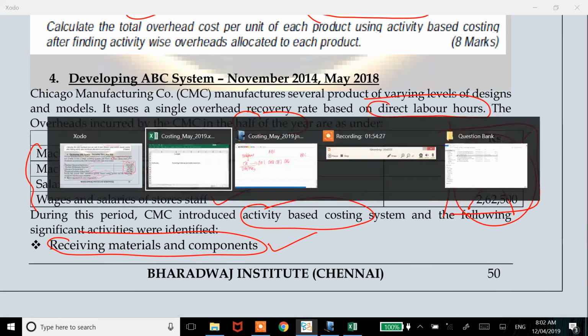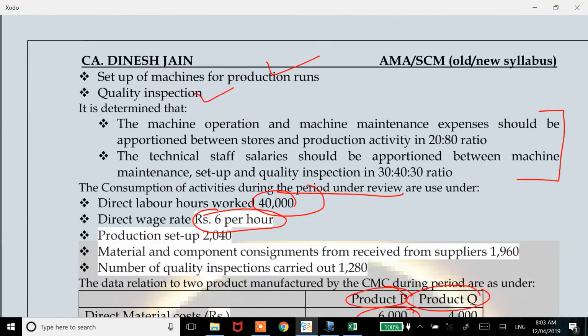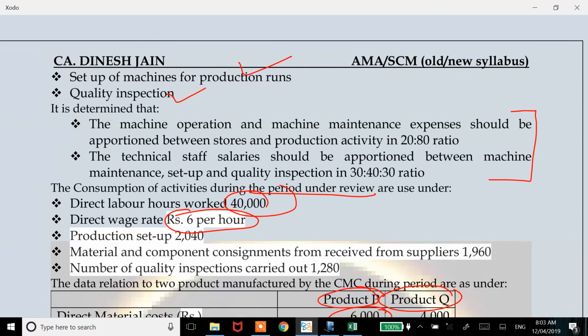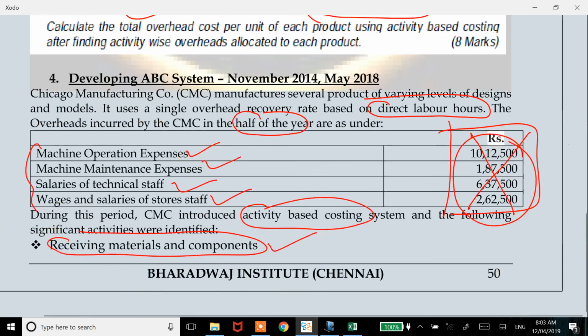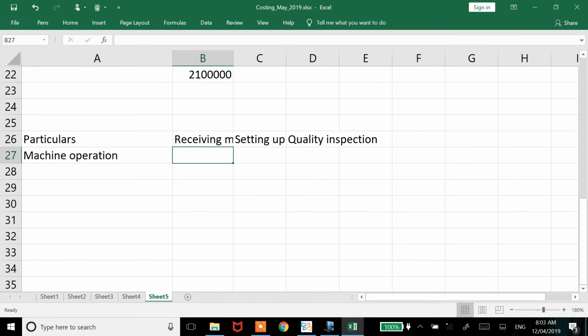The first cost they have given is machine operation, and some data they have mentioned. Machine operation and maintenance should be apportioned between stores and production in 20:80. Of these 3 activities, which is stores? Receiving material. Which is production? Setting up of machine.